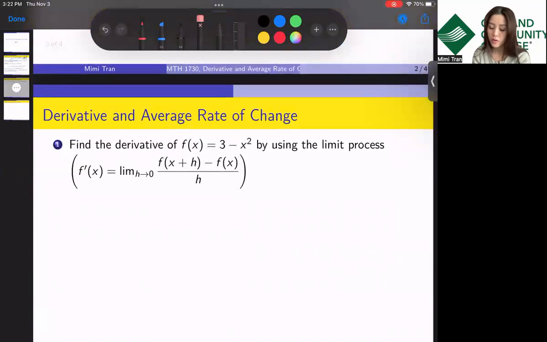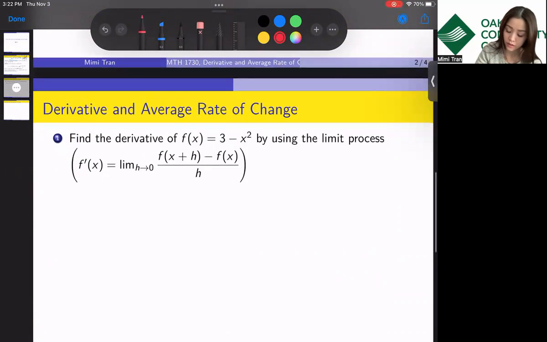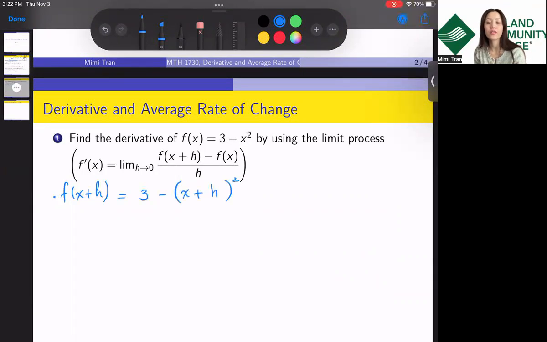All right, I want to find the derivative of f of x equals 3 minus x squared by using the limit process, meaning this one. And again, I believe the professor will give you the formula. Right? If you want to remember it, it's not too bad, not too long. Okay. So now I'm going to plug in some values. f of x is 3 minus x squared. What is f of x plus h? Well, it's equal to 3 minus, instead of x, you're going to have a new block here, x plus h, squared, right?